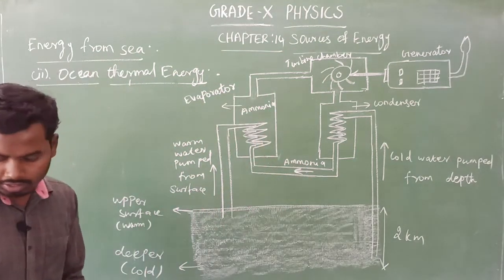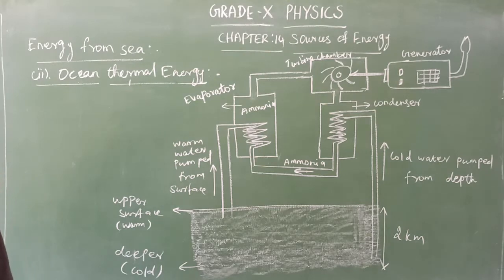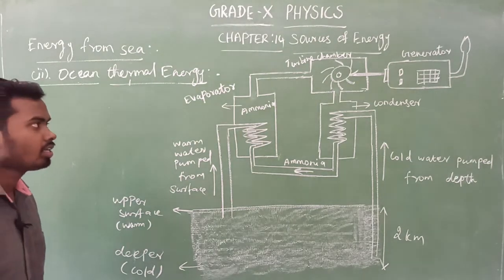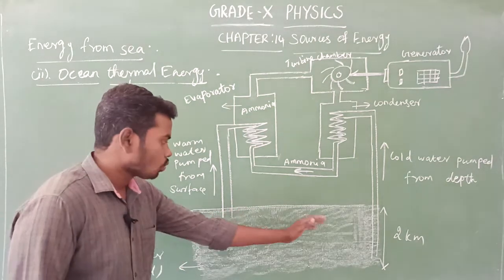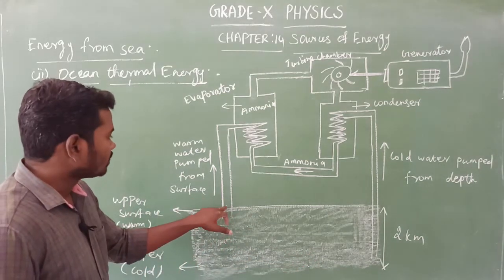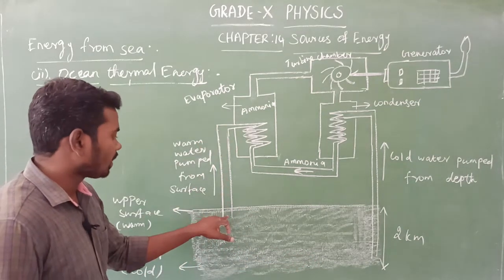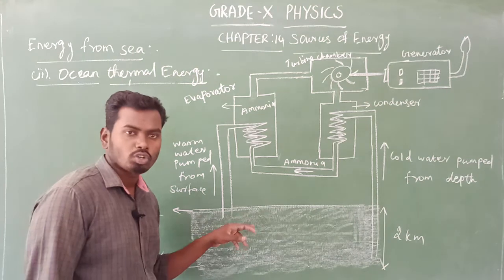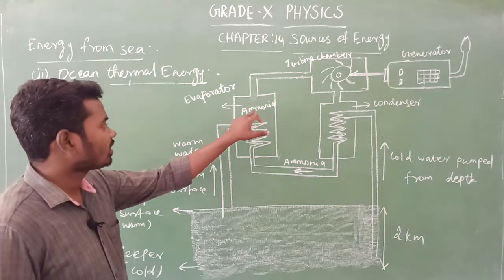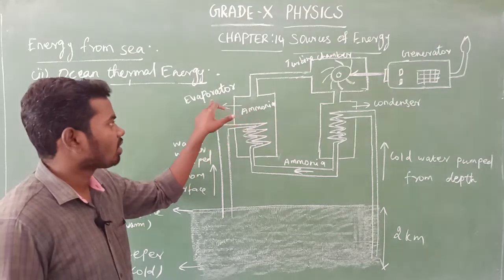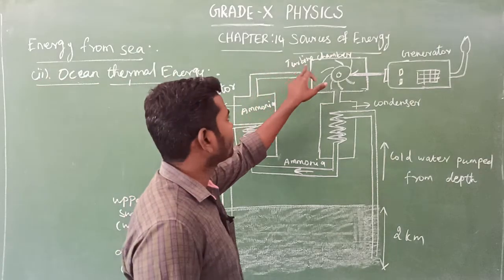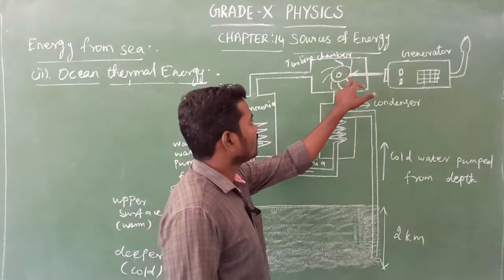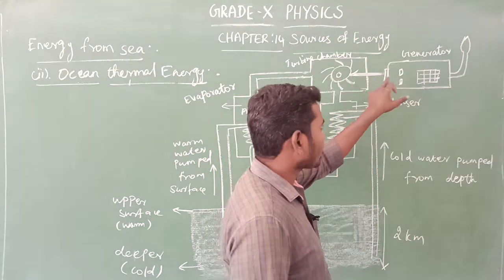Look at here, this is a schematic diagram of ocean thermal energy formation. This is the ocean, and this is a pipe. The pipe is immersed in the surface of the ocean water. The other end is connected with the evaporator. Then the evaporator is connected with the turbine chamber. Inside the turbine chamber there is a turbine propeller, which is connected with the generator.